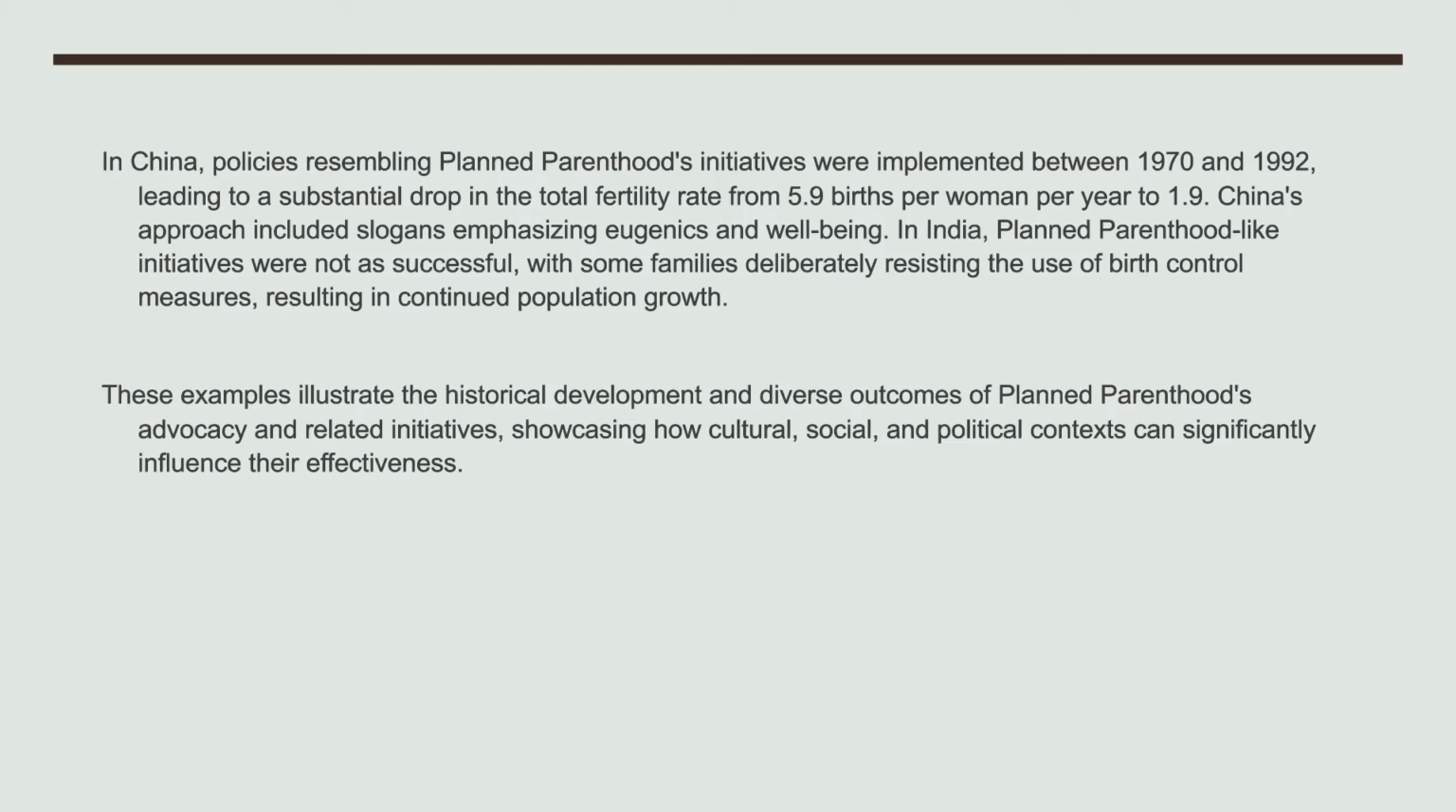And so in China, policies resembling Planned Parenthood's initiatives were implemented between 1970 and 1992, leading to a substantial drop in the total fertility rate of women, right? China's approach included slogans emphasizing eugenics and well-being, right? And remember, in 2022, India surpassed China's population. China once had the record for most population. However, India passed it, and Planned Parenthood-like initiatives were not as successful, and this was due to the deliberate resistance to the use of birth control measures, resulting in continued population growth.